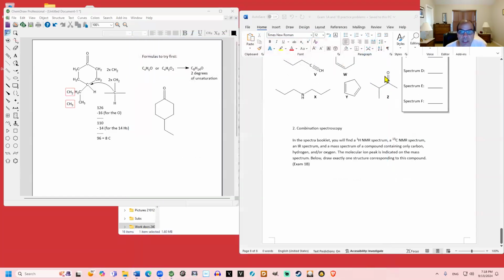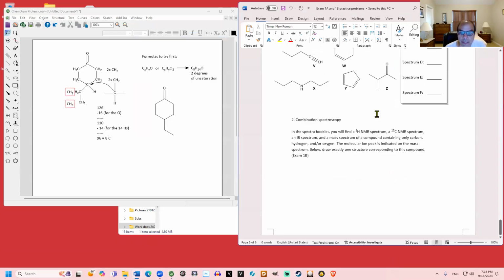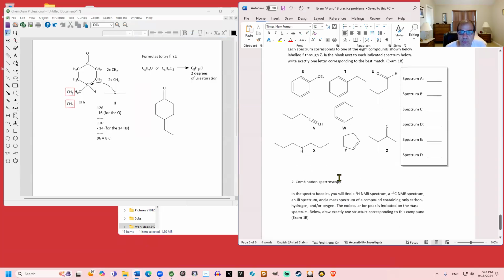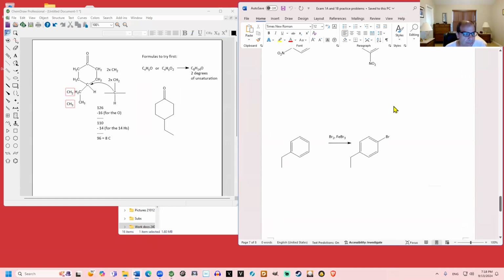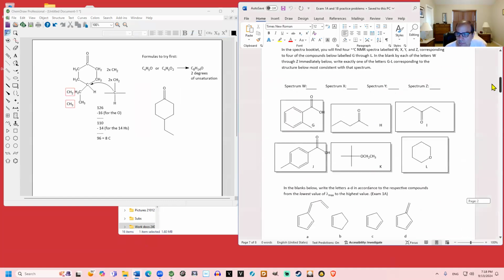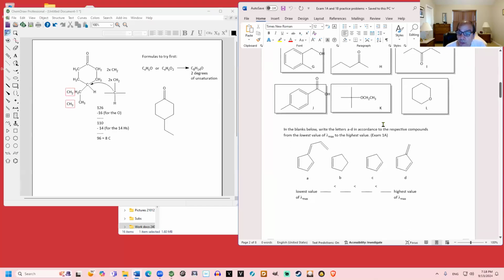And with that, we're done with spectroscopy. Again, the NMR spectra won't be until Friday, until exam 1B.